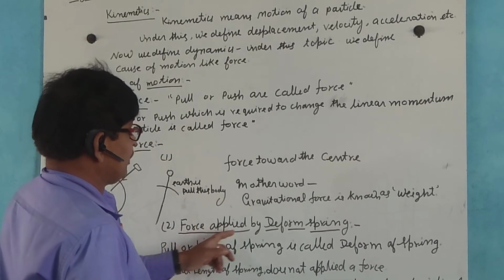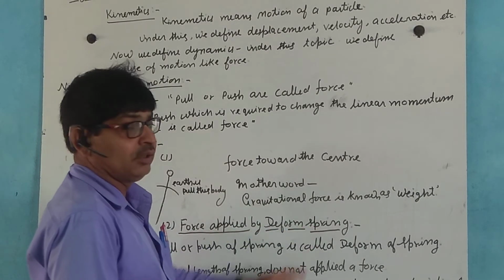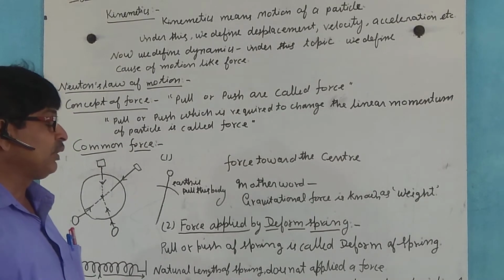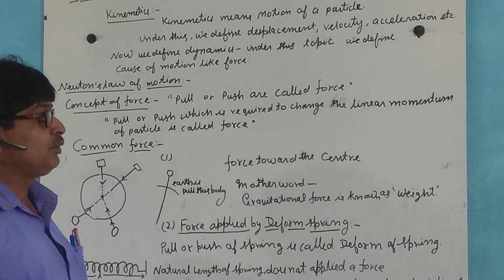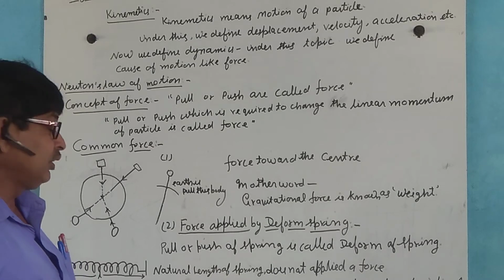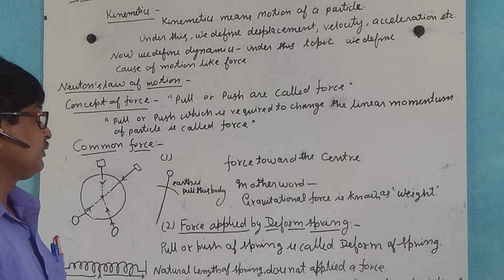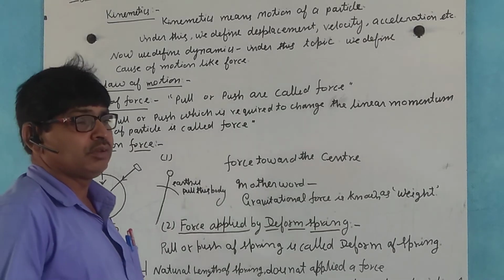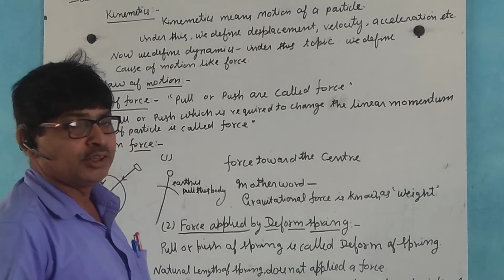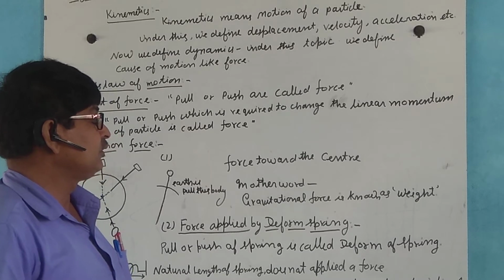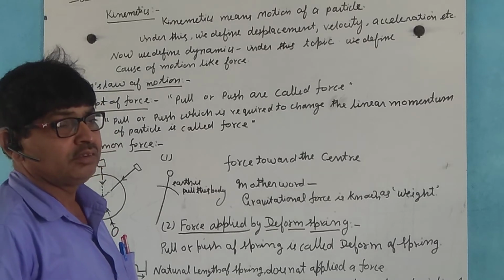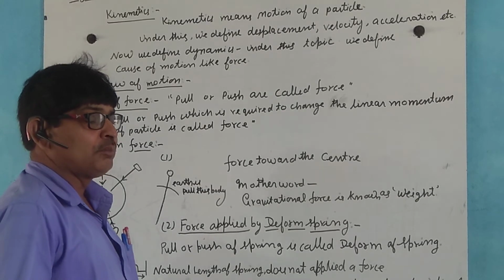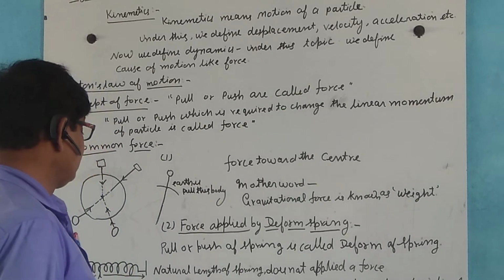Second is the force applied by a deformed spring. It means that pull or push of a spring is called the deformation of the spring. It means that we push or pull the spring, and it always tries to come back to the original position here.